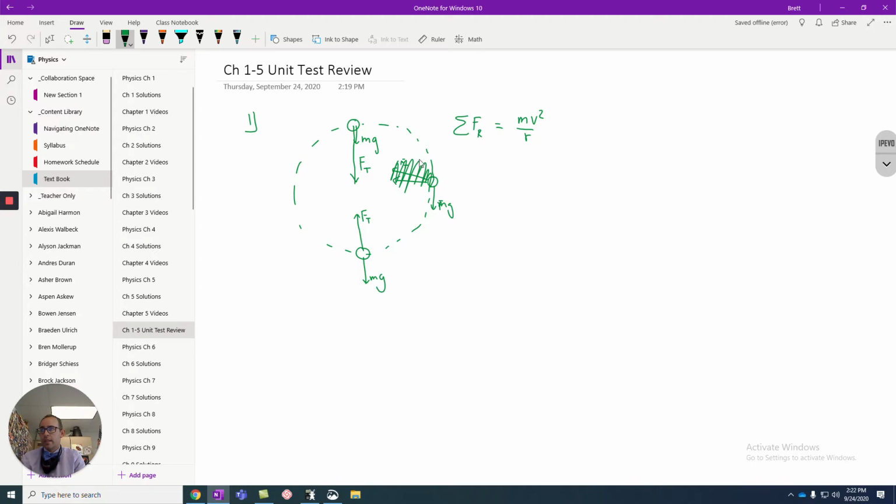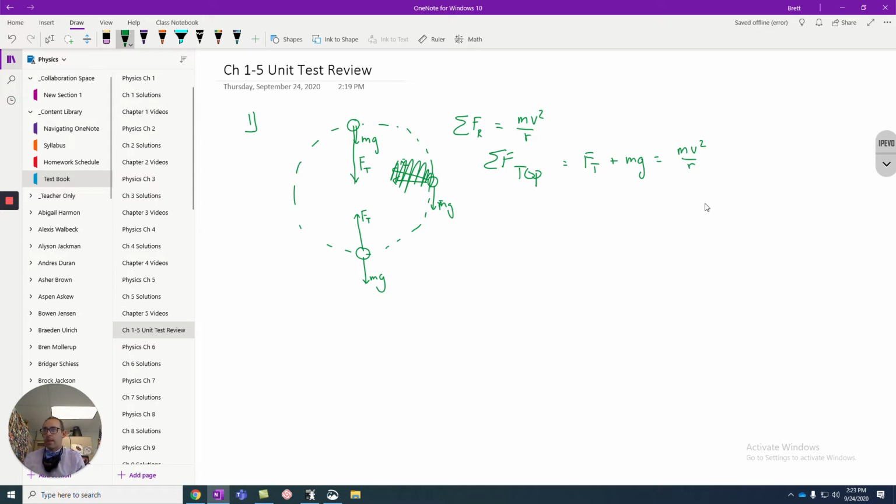So for instance, if I'm at the top, the sum of the forces at the top would equal the force of tension, which is towards the center of the circle. I'm going to call the center of the circle positive, the outside of the circle negative. And because gravity is pointing in the same direction as I'm pulling with tension, I get to add those two forces to total up to mv squared over r.